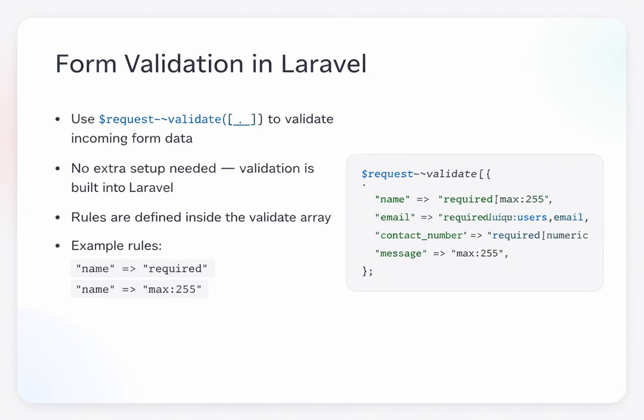The instructor points out that this is actually quite straightforward. You only need to write one thing, $request->validate, and pass in your rules array. There's nothing extra to configure. Inside that array, the structure is the same as you've seen before. Field name on the left, rules on the right. For example, name gets required. You can add max:255 to limit the length, and so on. The content inside the validate call is the same pattern every time.